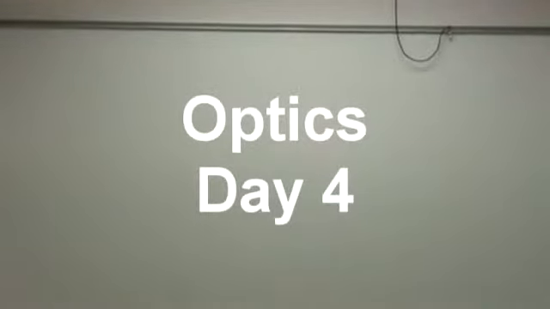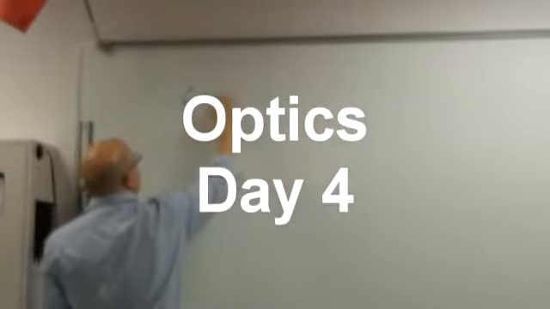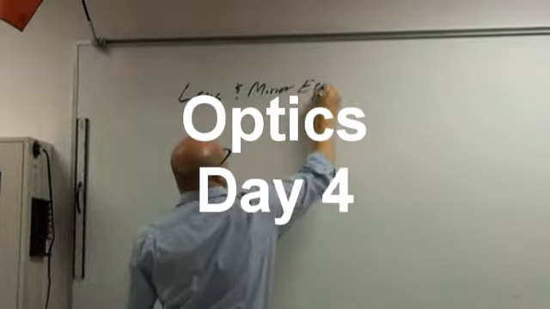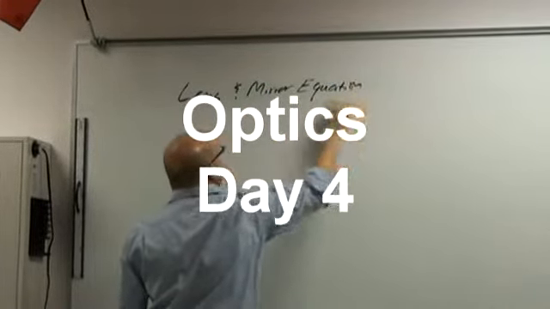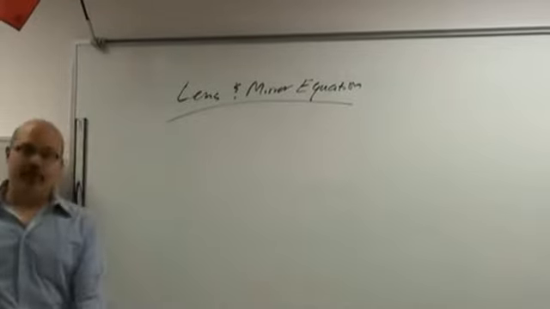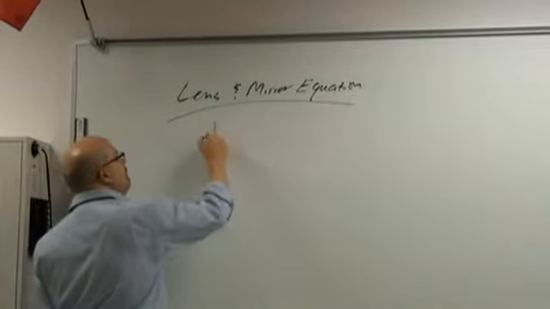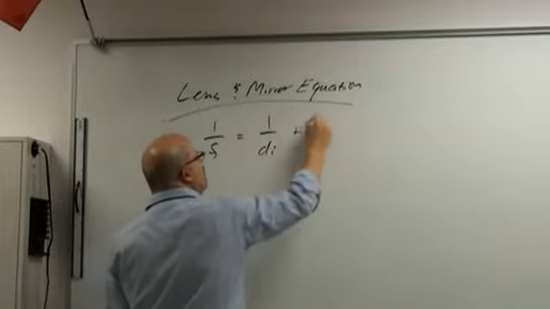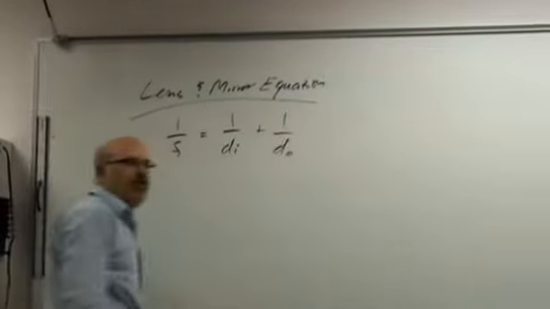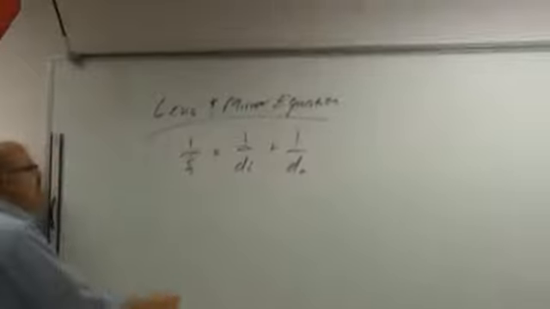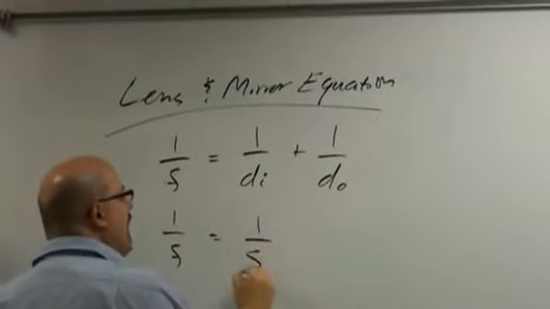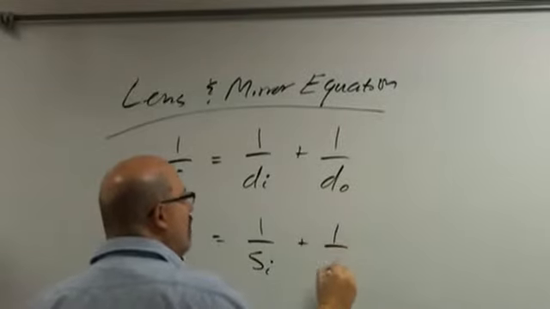Okay, here we go. Lens and mirror equation. It works for both lenses and mirrors. It looks like this: 1 over f equals 1 over di plus 1 over do. Now on your equation sheet, it's going to look like this: 1 over f equals 1 over si plus 1 over so.